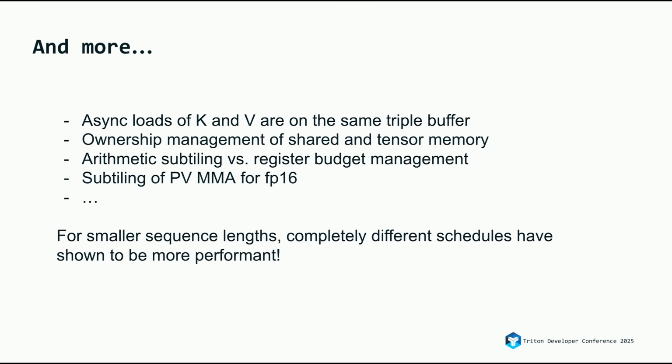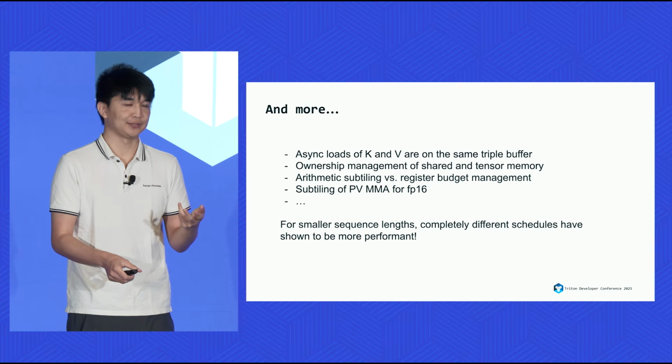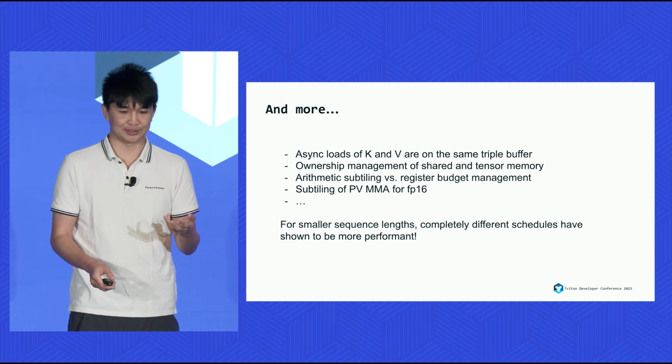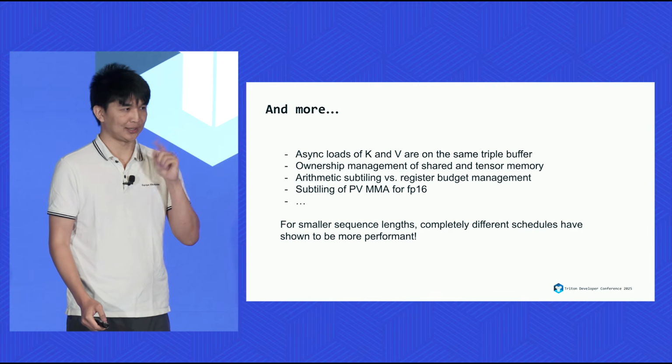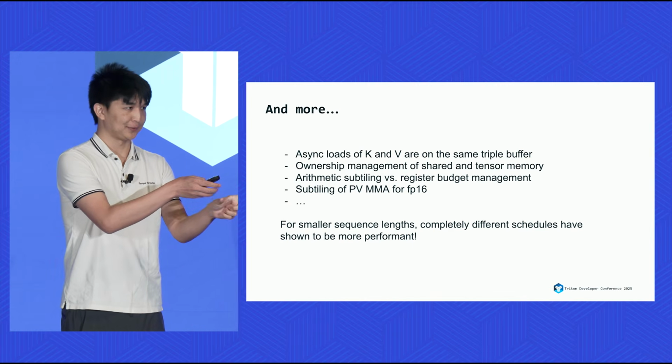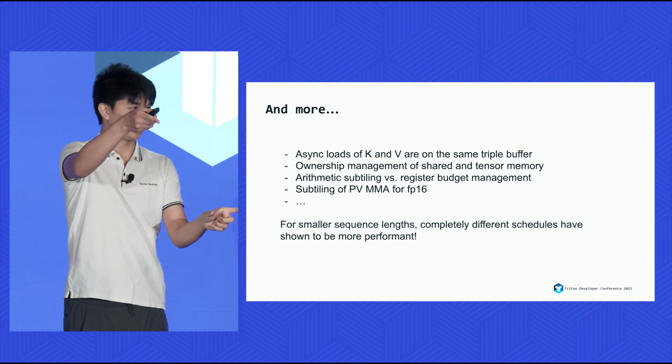There are many decisions to be made versus subtiling. Do you subtile this arithmetic computation? How much register budget do you give to the softmax versus the correction partitions, and so on? There's another trick, which I didn't call out, which is you actually want to subtile the MMAs as well. So when half of the softmax is done, you can kick off half of the PV MMA.